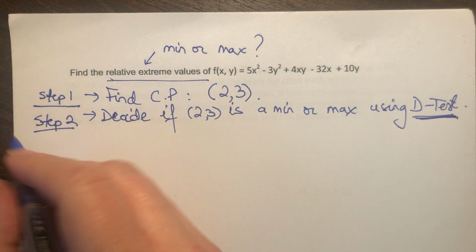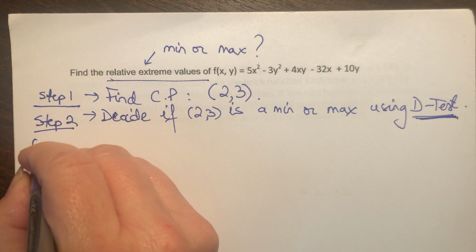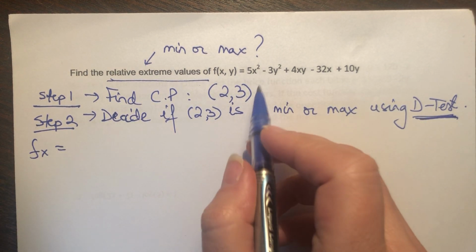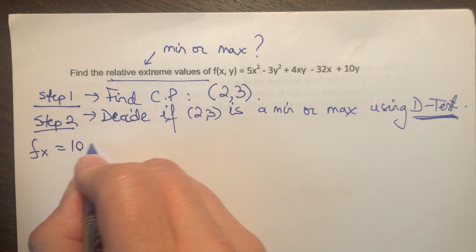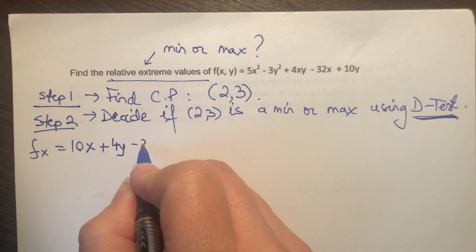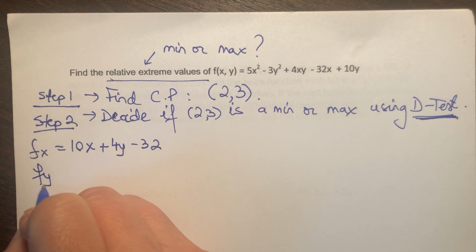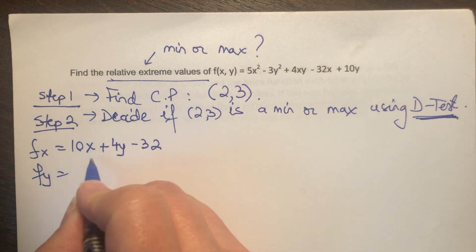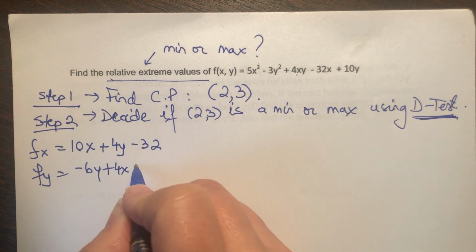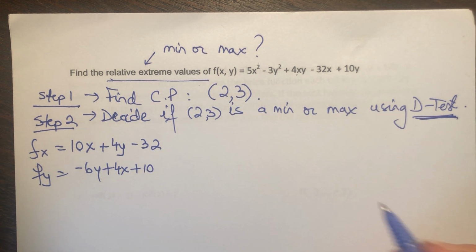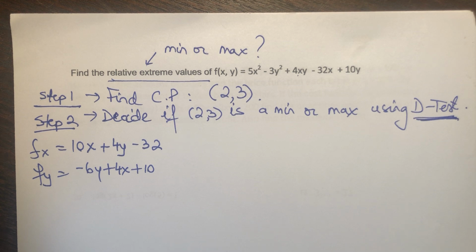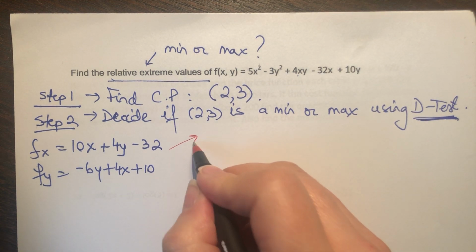If I had the paper in front of me, we could copy the first derivatives again, but it's really not that bad. I could just quickly redo it. So fx is 10x plus 4y minus 32, and fy was negative 6y plus 4x plus 10. Again, we use the first derivatives because we want to find the second derivatives using them. So what are the second derivatives?